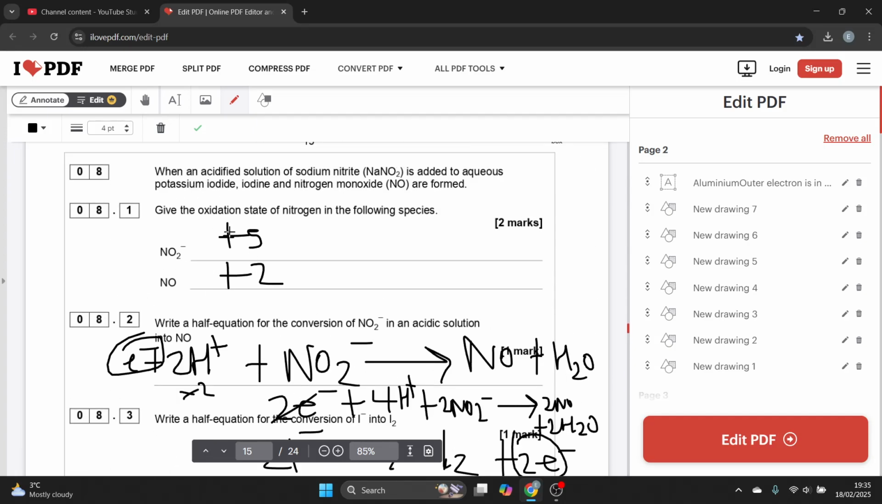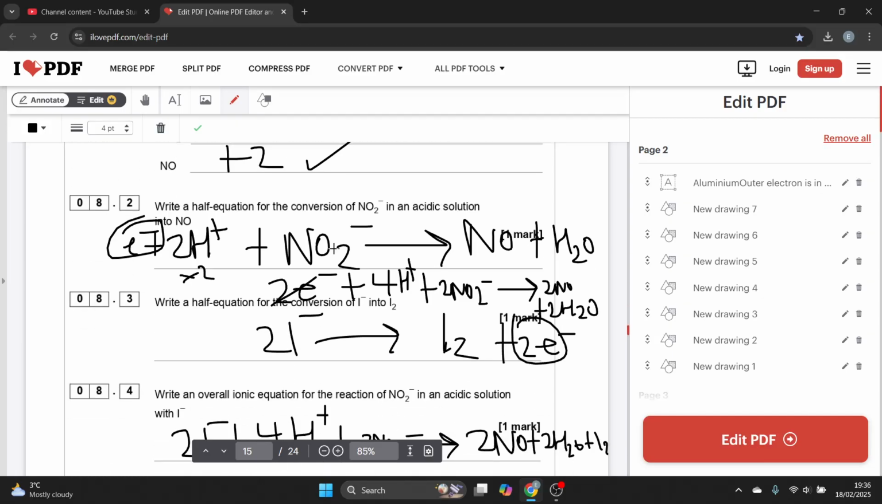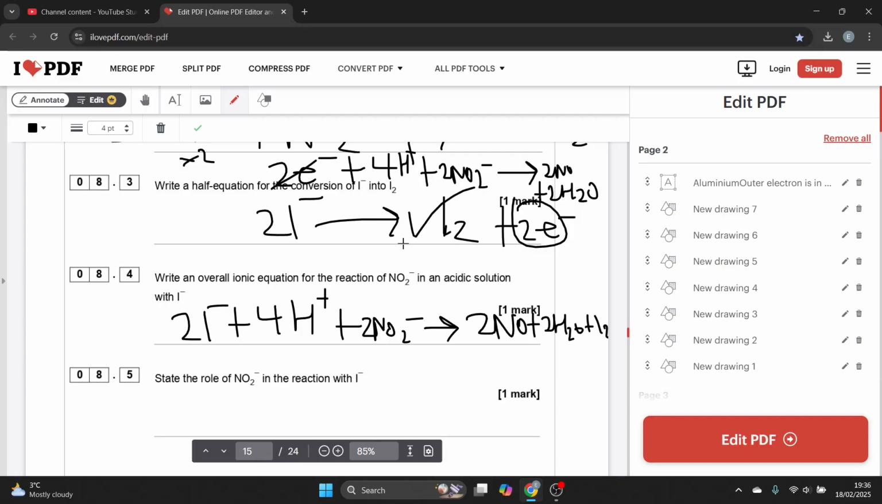Oh, I don't know why I wrote plus 5 there. It's plus 3. Silly mistake. Oxygen minus 2 times by 4 is minus 4, and then that's minus 1, so then it must be plus 3. Yeah, and then that's obviously correct. e minus plus 2H plus plus NO2 minus to form NO plus H2O. And then 2I minus to I2 plus 2e minus.